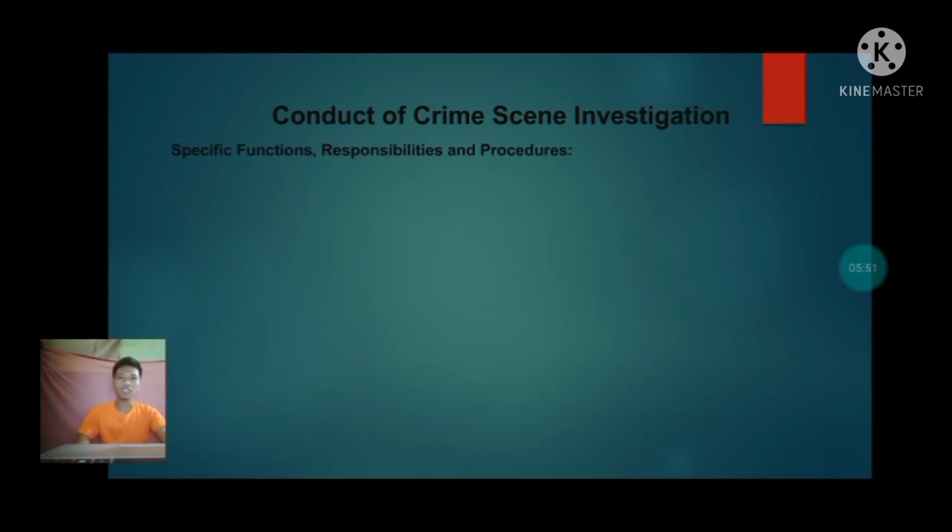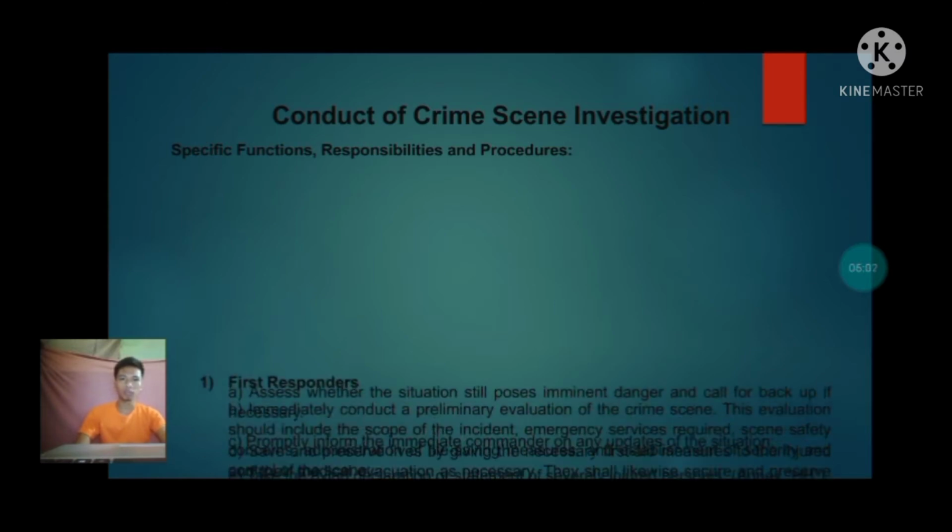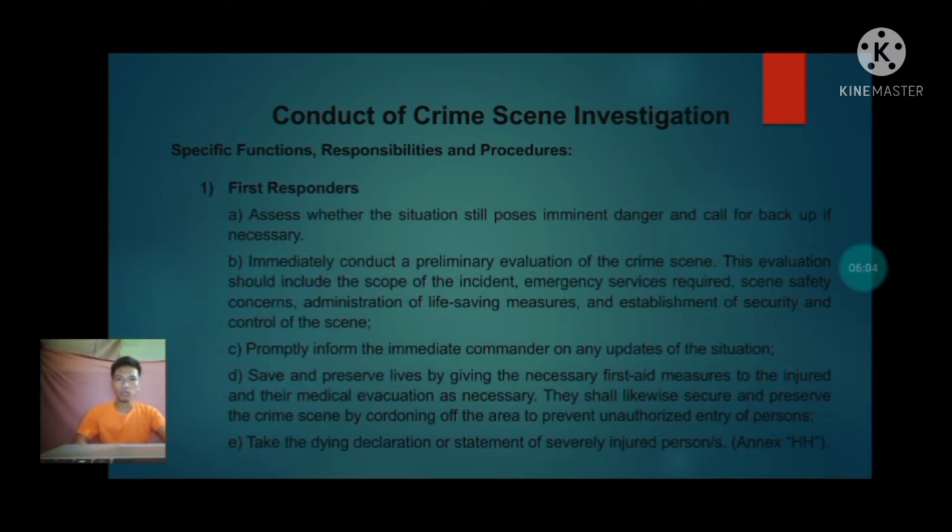Okay, let's move to the following functions and responsibilities of the investigators during the CSI, as well as the procedures to be observed. First, they will assess whether the situation still poses imminent danger and call for backup if it is necessary.